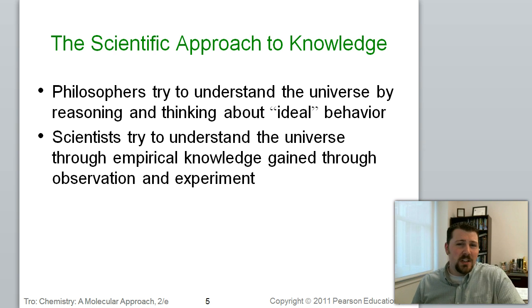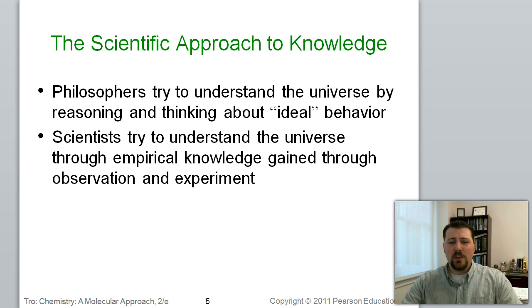So philosophers originally, way back in ancient Greece, tried to understand the universe just by reasoning and thinking about it, but not by doing experiments. And really it took the Enlightenment and a few other philosophical ideas to arrive at what we understand as science today. So scientists in general are just trying to understand the universe through empirical knowledge that they have gained through observations and experiments, trying to understand nature or matter and how it interacts and how it is made up. So that's what we look at in chemistry in general.